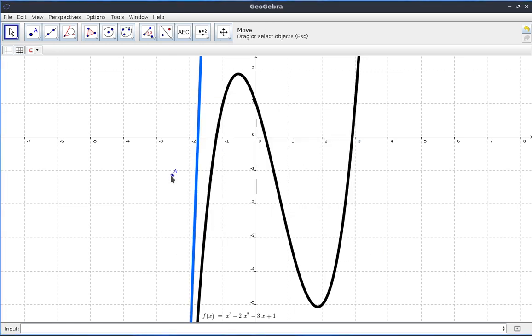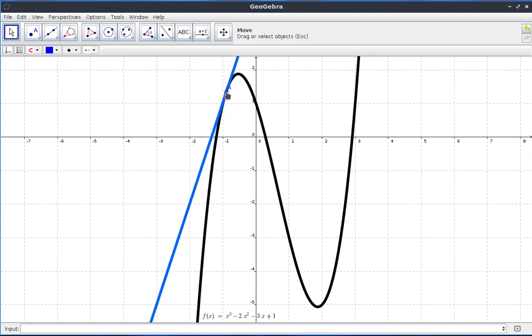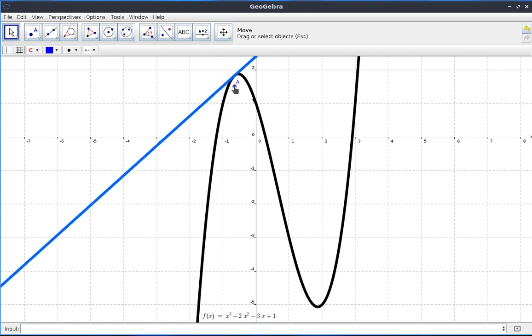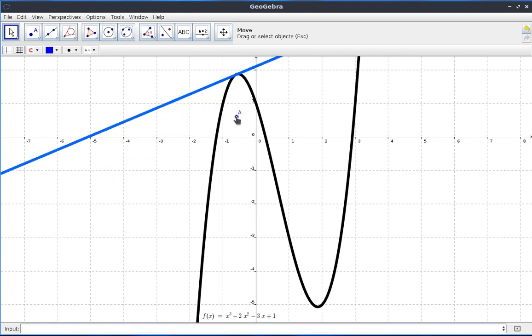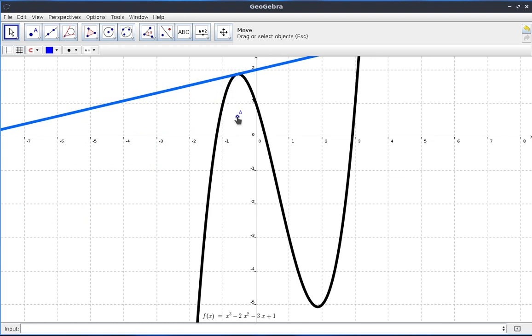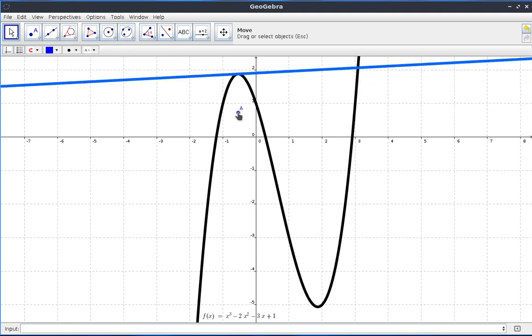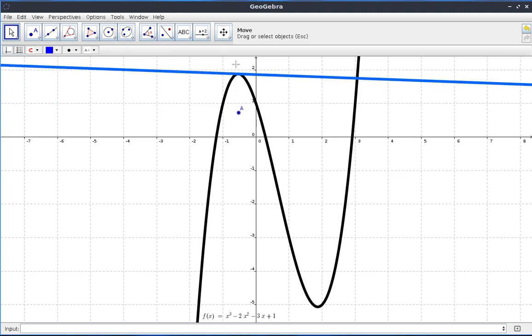Now, as I move the tangent line along the curve, you see that the gradient of the tangent is positive, but it is reducing. It's going down. Now, right at the critical point there, we have a horizontal line. I'm trying to get it horizontal, but it's kind of difficult. But for our intents and purposes, it's a horizontal line. So the gradient at that point is 0.